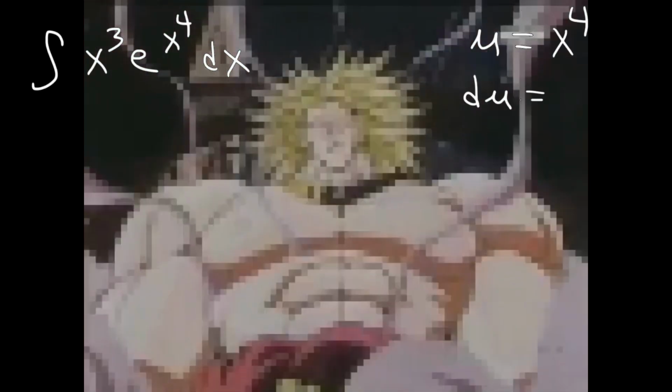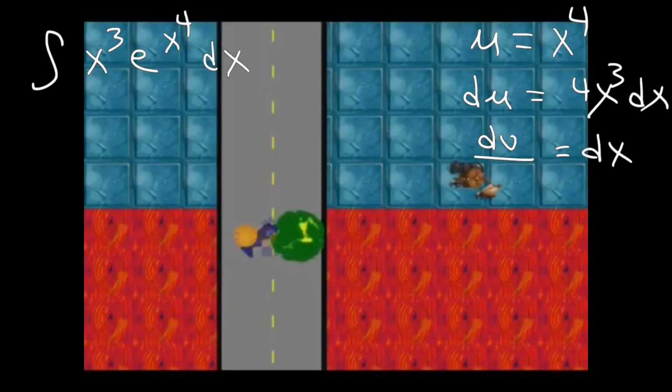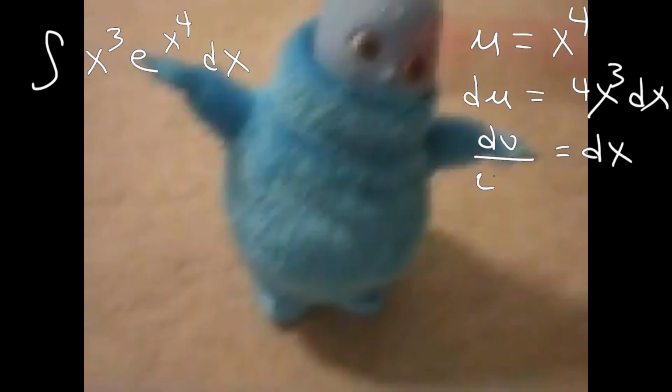So du is going to be 4x cubed dx. And then, as always, solve for dx. If you don't do that, you can easily make a mistake. So I recommend, in this step, isolate dx. It'll save you a lot of trouble later on. So dx is going to be du over 4x cubed.